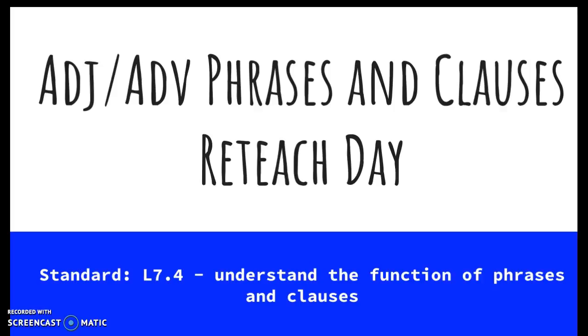Hey guys, I'm sorry I couldn't be there today, but we need to keep moving with adjective and adverb phrases and clauses reteaching. So you should have gotten a double-sided worksheet. One side has adjective and adverb phrases, and the other side has adjective and adverb clauses.